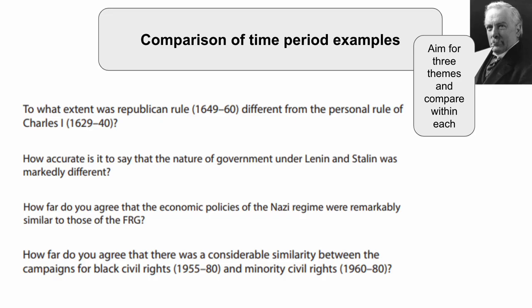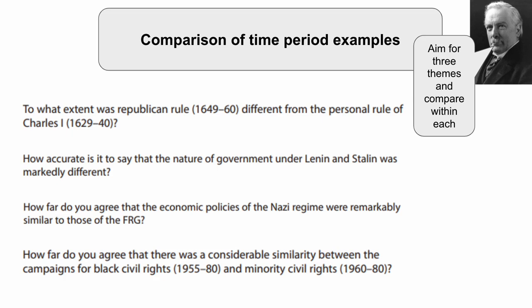So the first type of comparison question is the comparison of time periods. Here are 4 examples, and I've tried to give examples from different topics and from different options. The first one is the question from Stuart Britain: to what extent was Republican rule different from the personal rule of Charles I? Then we've got a Russian question: how accurate is it to say that the nature of government under Lenin and Stalin was markedly different?